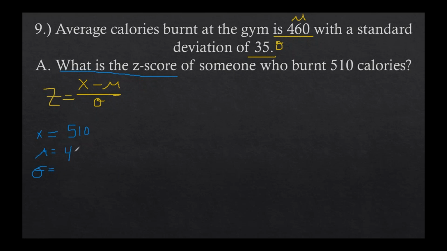460. And the standard deviation, 35. Look, 3 different people answered that. That was fabulous. Okay, so now when I go to plug them in, my z-score is x minus the mean divided by the standard deviation.